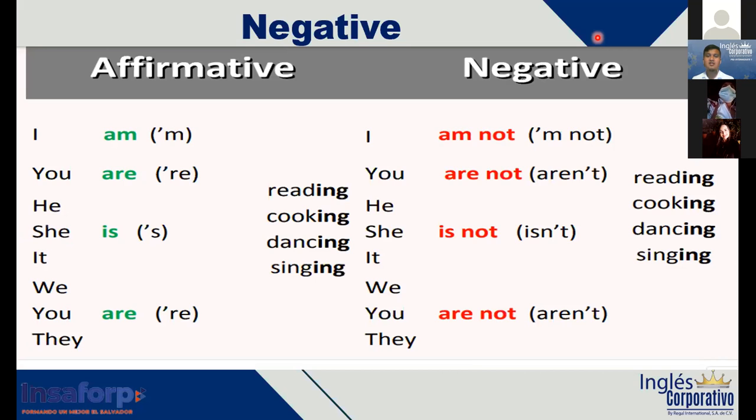Thank you very much, Adriana. Really nice pronunciation. Can I have another volunteer who would like to help me with the negatives? Estela, go ahead, please.